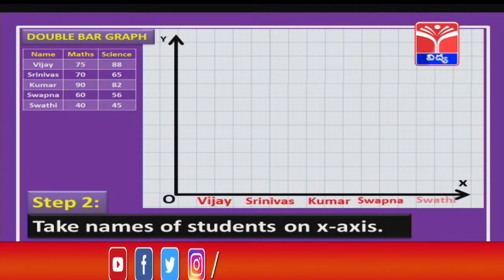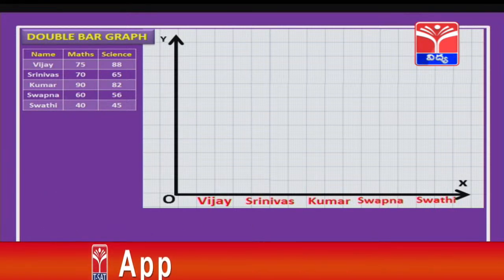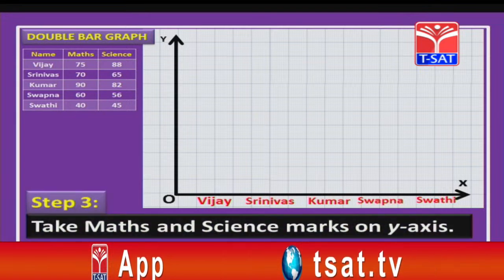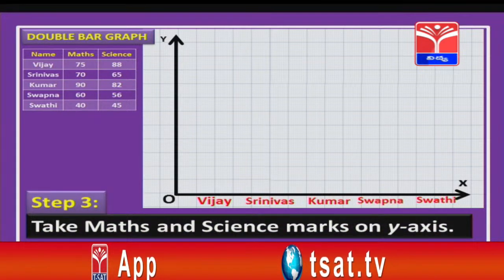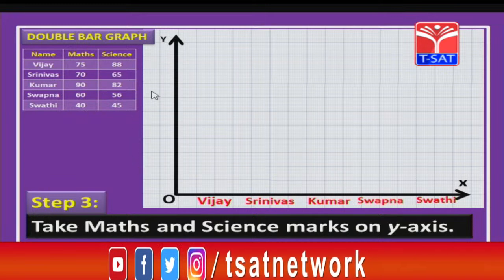We are going to next take the names on the x axis. Whatever the names are there, I am writing them on the x axis. You can see, children, Vijay, Srinivas, and so on. Then the marks have to be represented on the y axis, that is mathematics and science. Together it is not crossing 100. The maximum is 90, so I am going to represent these marks on the y axis.